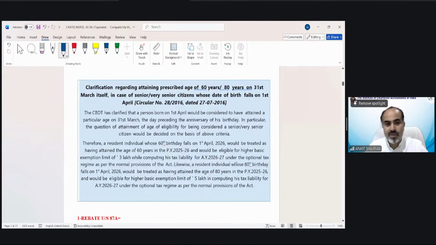This clarification, please go through. This is important for your examination. This is for your reading purpose. Your homework, we can say.